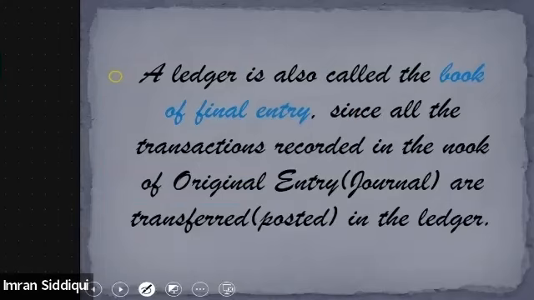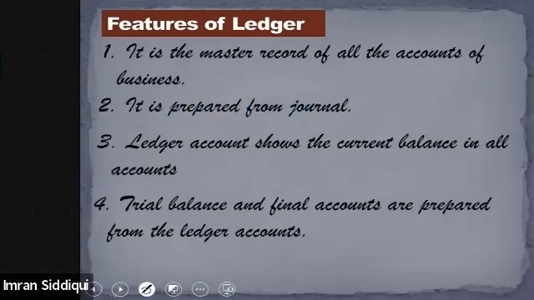A ledger is also called book of final entry, since all the transactions recorded in the book of original entry are transferred to the ledger. So transferring the transaction from the journal to the ledger is called posting. What do we call it? Transferring the transaction recorded in the journal to the ledger is called posting, posting of journal entry.